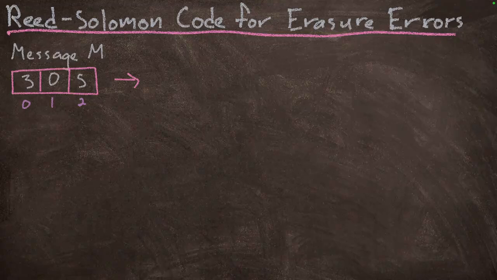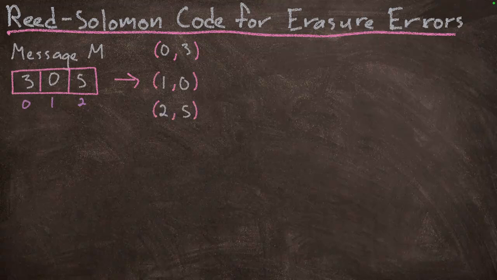Let's think of the message as evaluation points. That is, these are the indices, and these are the evaluation points. So at index 0, the message should be 3. At index 1, the message should be 0. At index 2, the message should be 5.